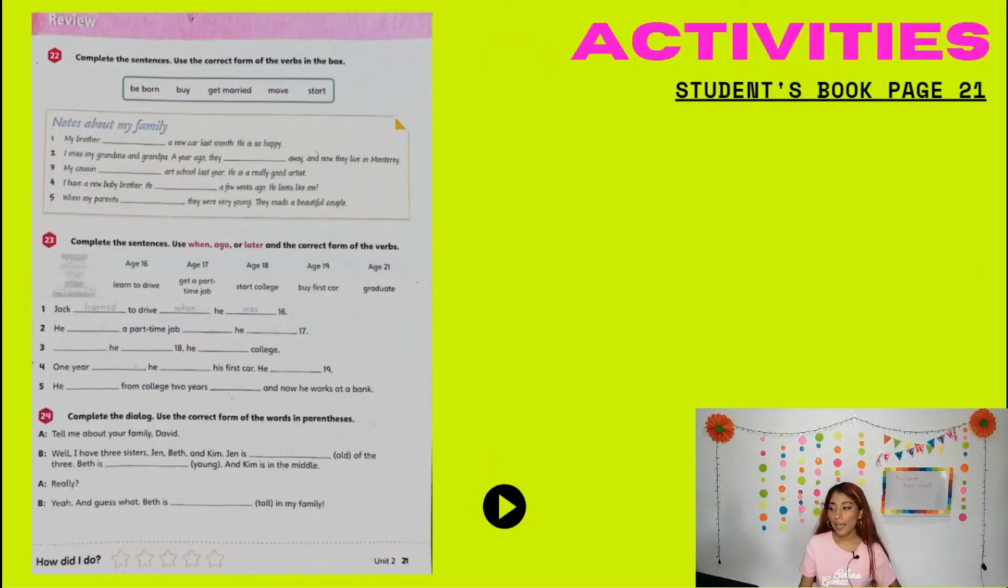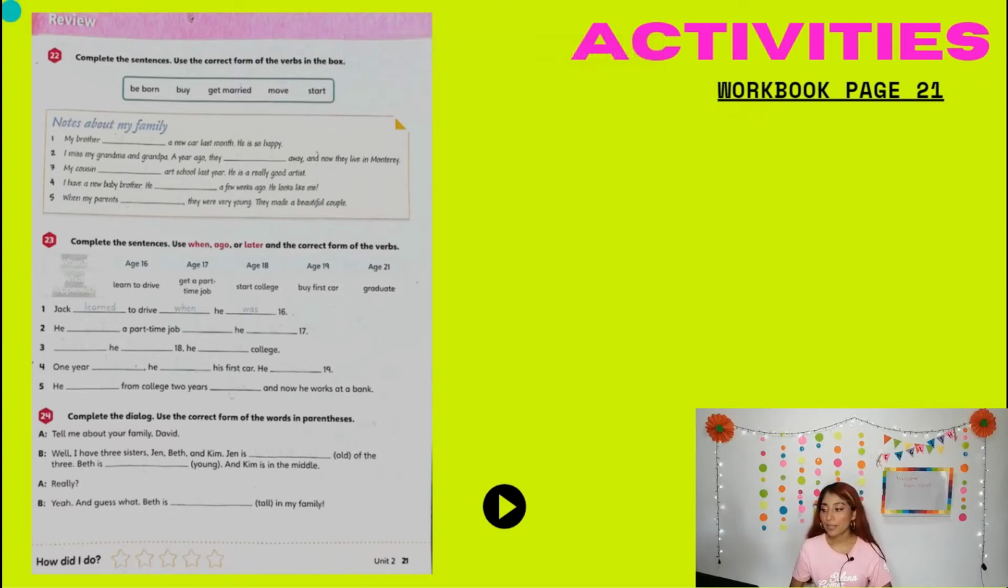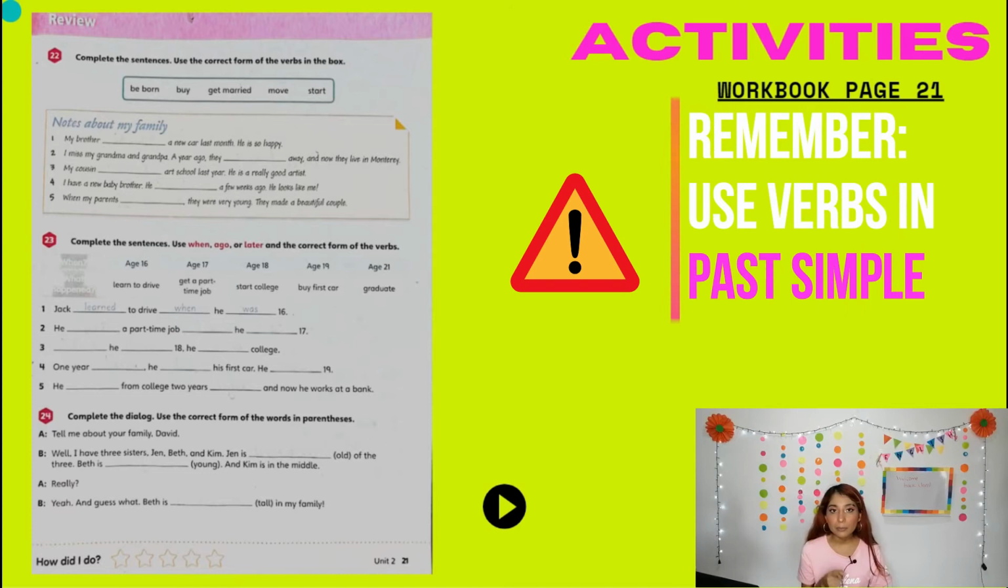We're going to do the activity that I told you, and the activity is in the workbook on page 21, and we're going to do it together. So the first activity is activity 22, and the instruction says, complete the sentences, use the correct form of the verbs in the box. Remember, this means that the verbs that you have in the box need to be in simple past.